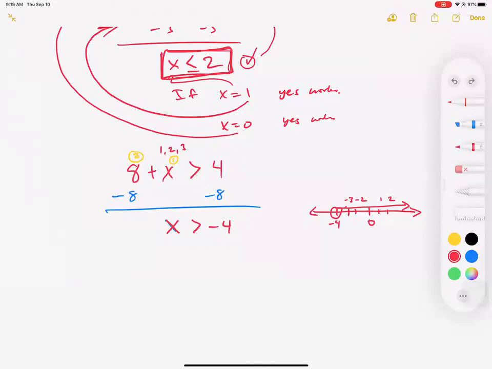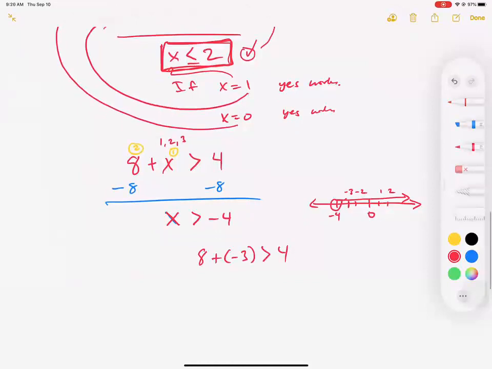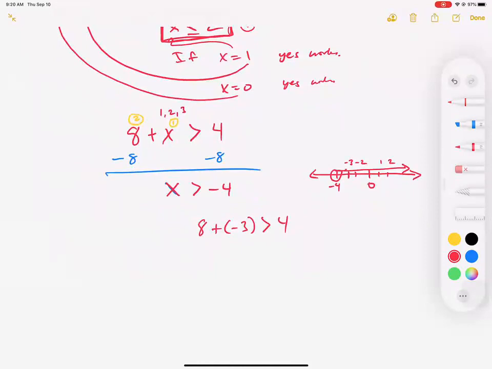So let's try it. Let's try negative 3. 8 plus negative 3. Is this bigger than 4? Well, 8 plus negative 3 becomes 5. Isn't 5 greater than 4? Yep, worked. Let's try negative 2. 8 plus negative 2 becomes 6. 6 is greater than 4. Yeah, works.